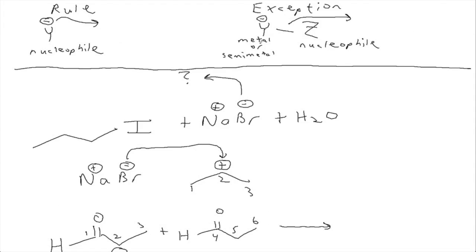The metals or semi-metals that you will see in OChem are boron, aluminum, and iron. You may as well make a list of those. I don't think you're likely to see too many other metals or semi-metals. You can kind of memorize these. So these are the elements where this exception applies. Boron, aluminum, and iron.